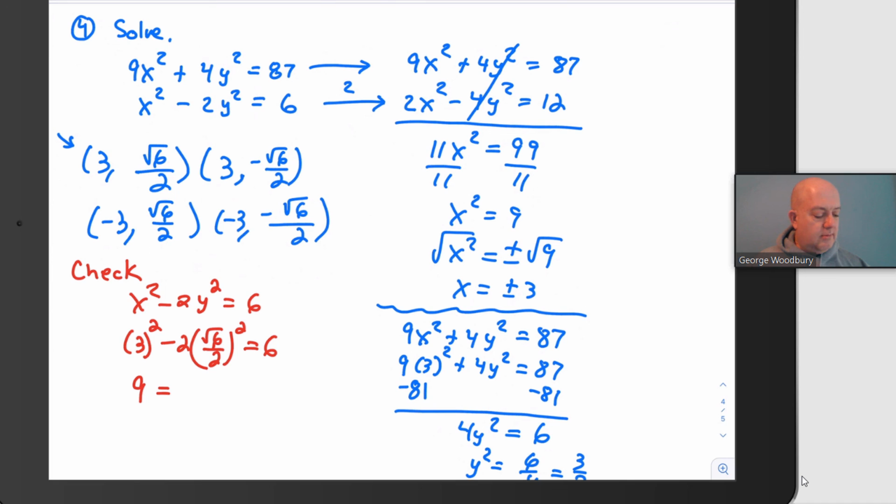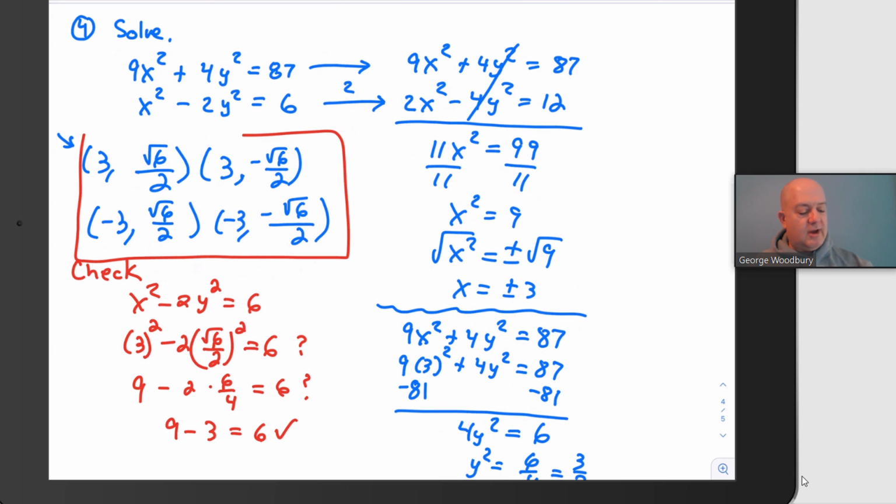We get 9 minus 2 times 6 over 4. Does that equal 6? 2 times 6 over 4 is actually 12 over 4, or 3. So we get 9 minus 3, and that does equal 6. So all 4 of these solutions would check the same exact way, and we have 4 solutions to this system.